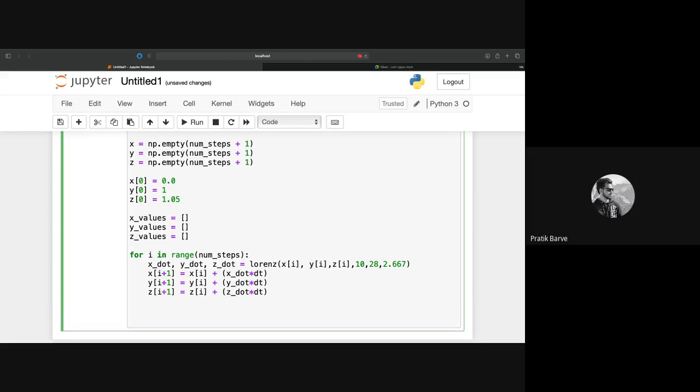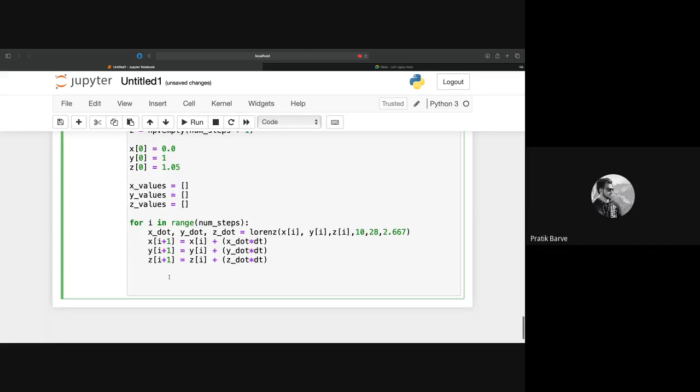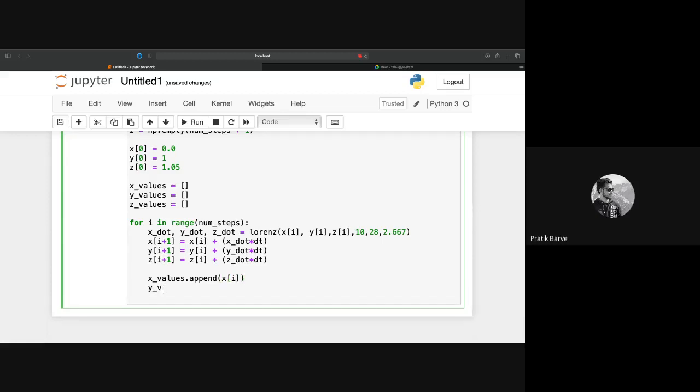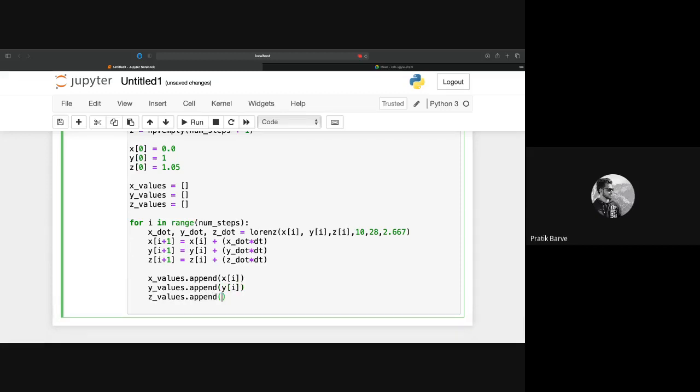Now that we have these values, we'll have to append them to our x values lists. So x values dot append xi, y values dot append yi, and z values dot append zi. So yeah, that's about it for appending values.